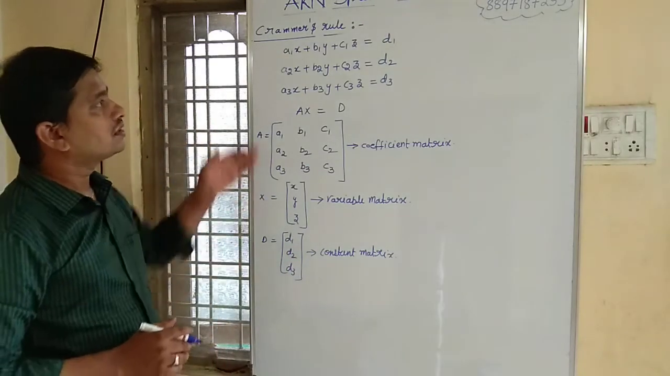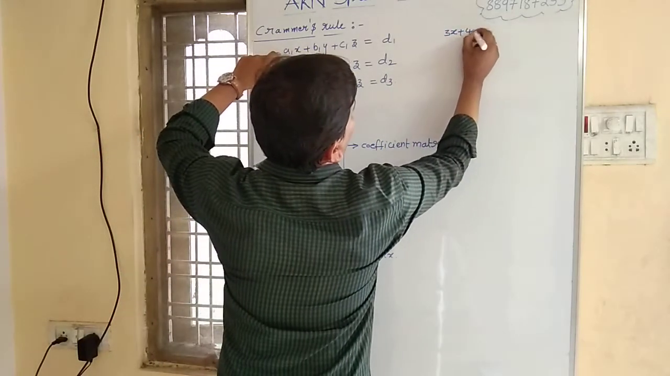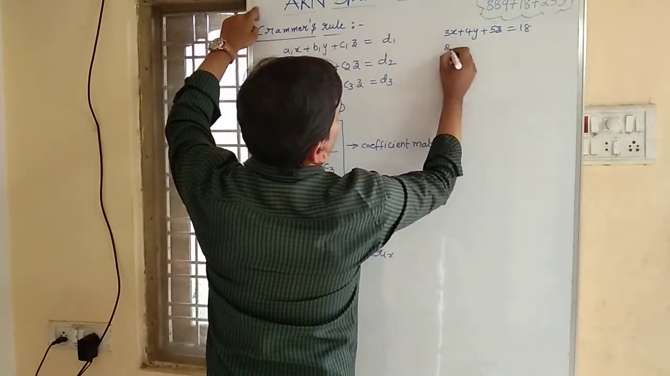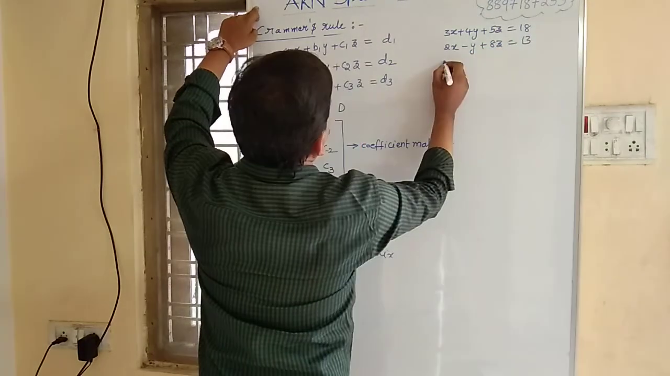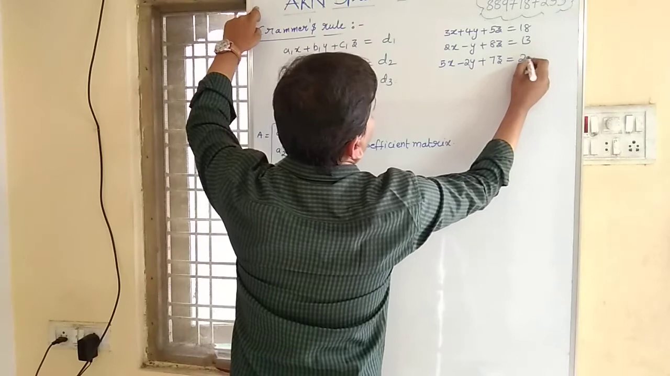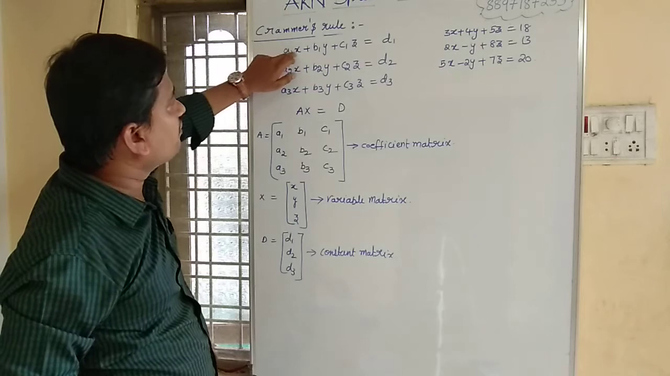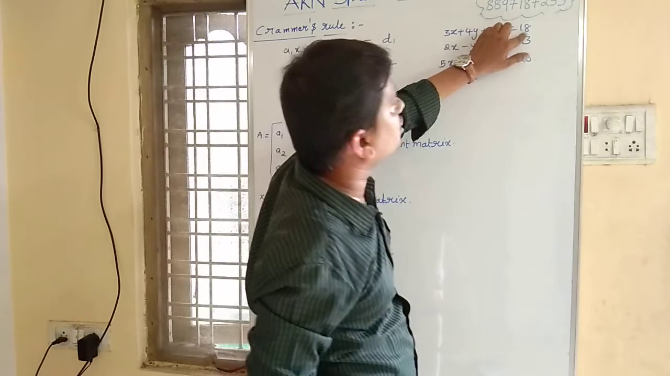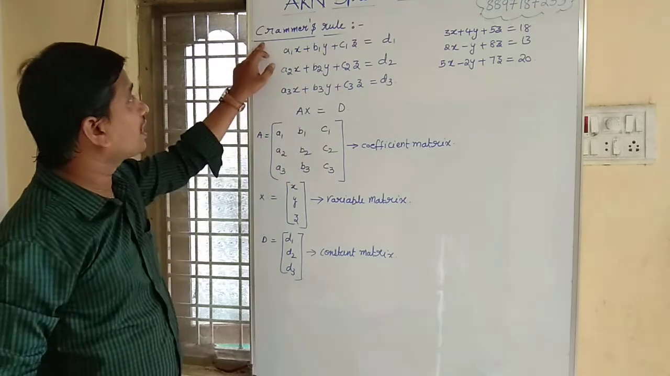Okay, let us consider a system of equations. For example, 3x plus 4y plus 5z is equal to 18, 2x minus y plus 8z is equal to 13, 5x minus 2y plus 7z is equal to 20. You can represent a1x plus b1y plus c1z is equal to d1 as 3x plus 4y plus 5z is equal to 18. Let us solve the following system of equations by using Cramer's rule.